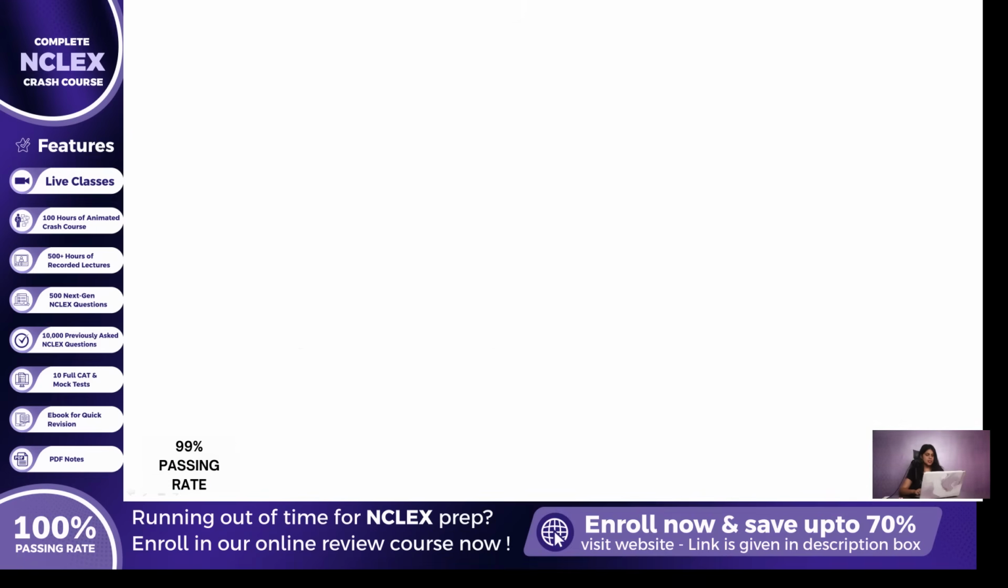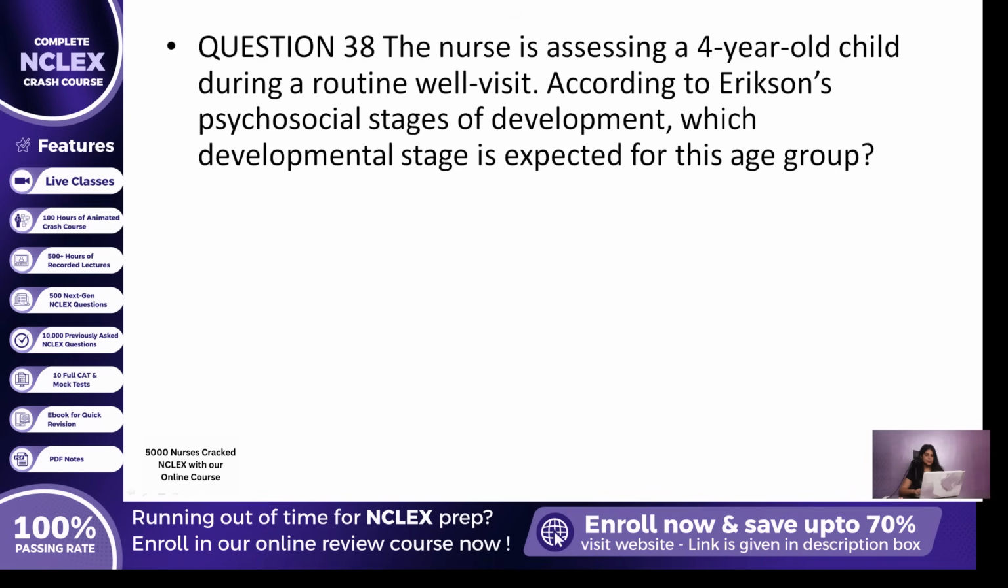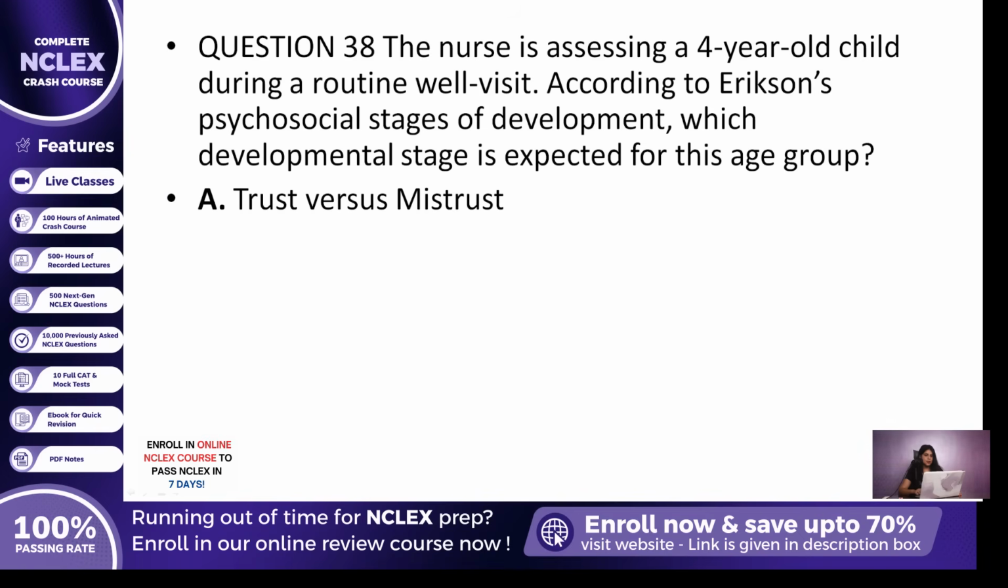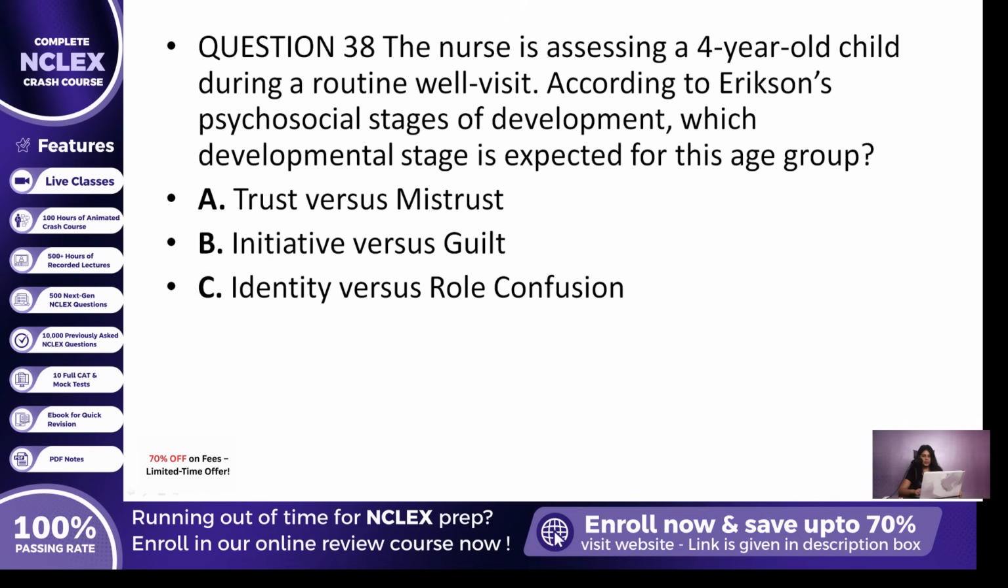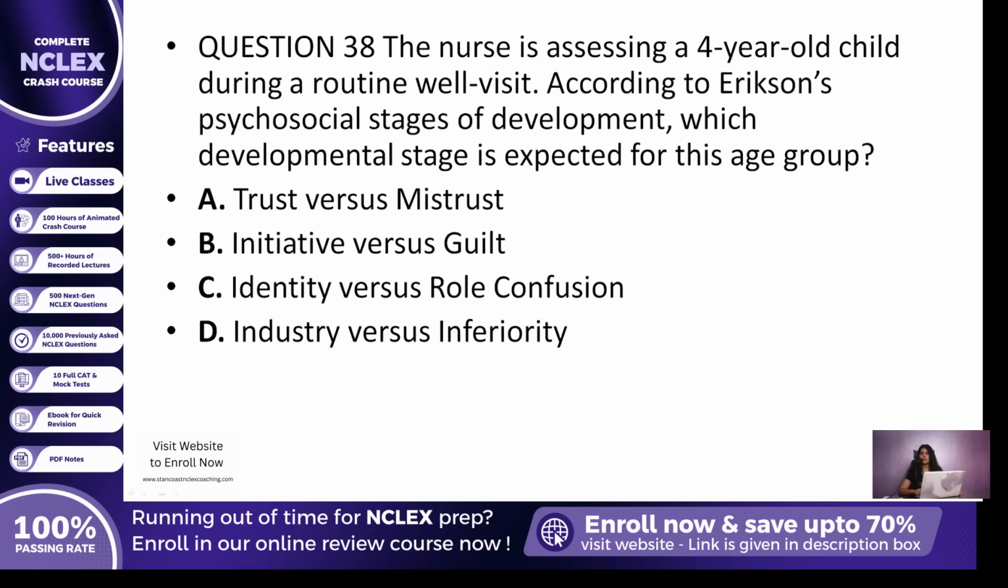Question 38. Let us now explore child development through Erikson's lens. During a routine well visit, the nurse is assessing a 4-year-old child. According to Erikson's psychosocial theory, which developmental stage applies to this age group? Consider the options. Option A, trust versus mistrust. Option B, initiative versus guilt. Option C, identity versus role confusion. Option D, industry versus inferiority. The correct answer is Option B, initiative versus guilt.